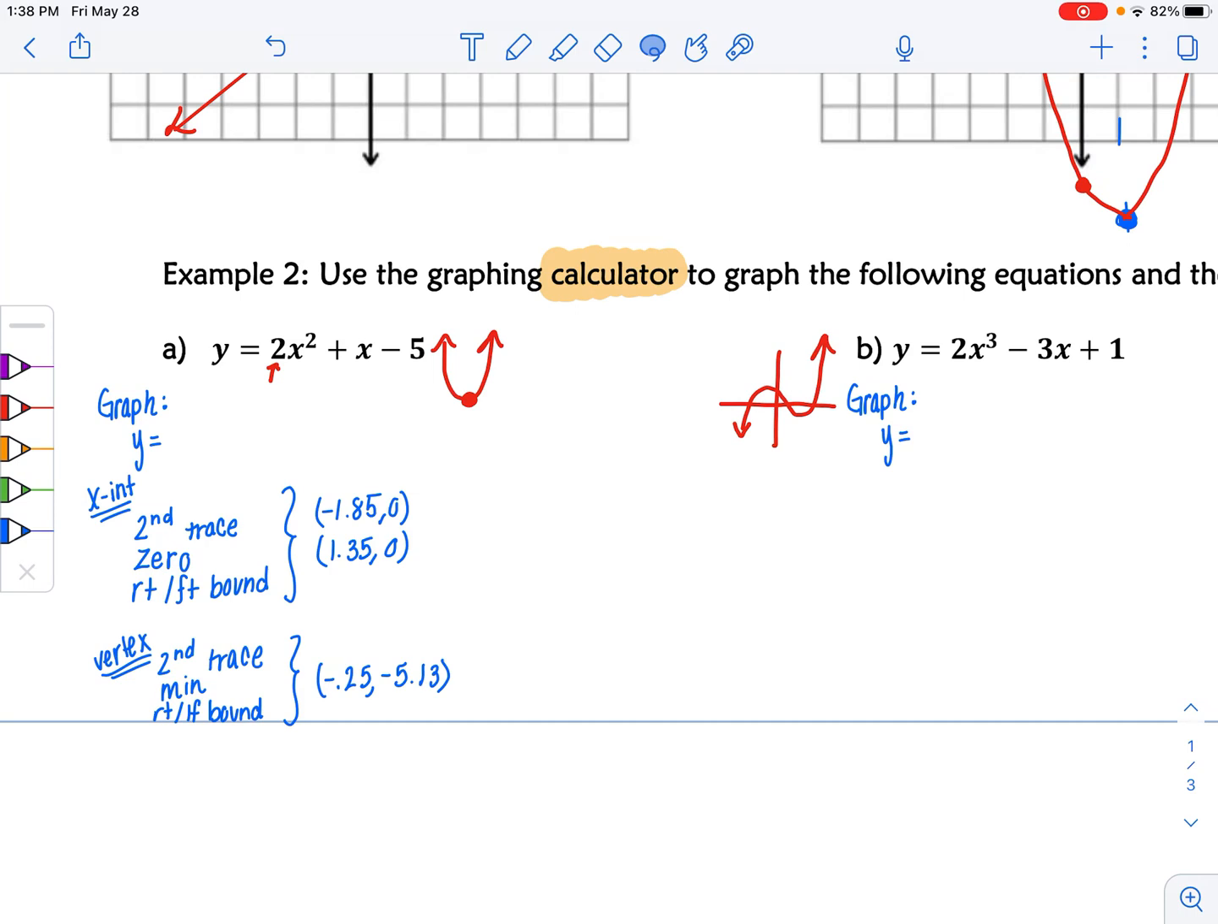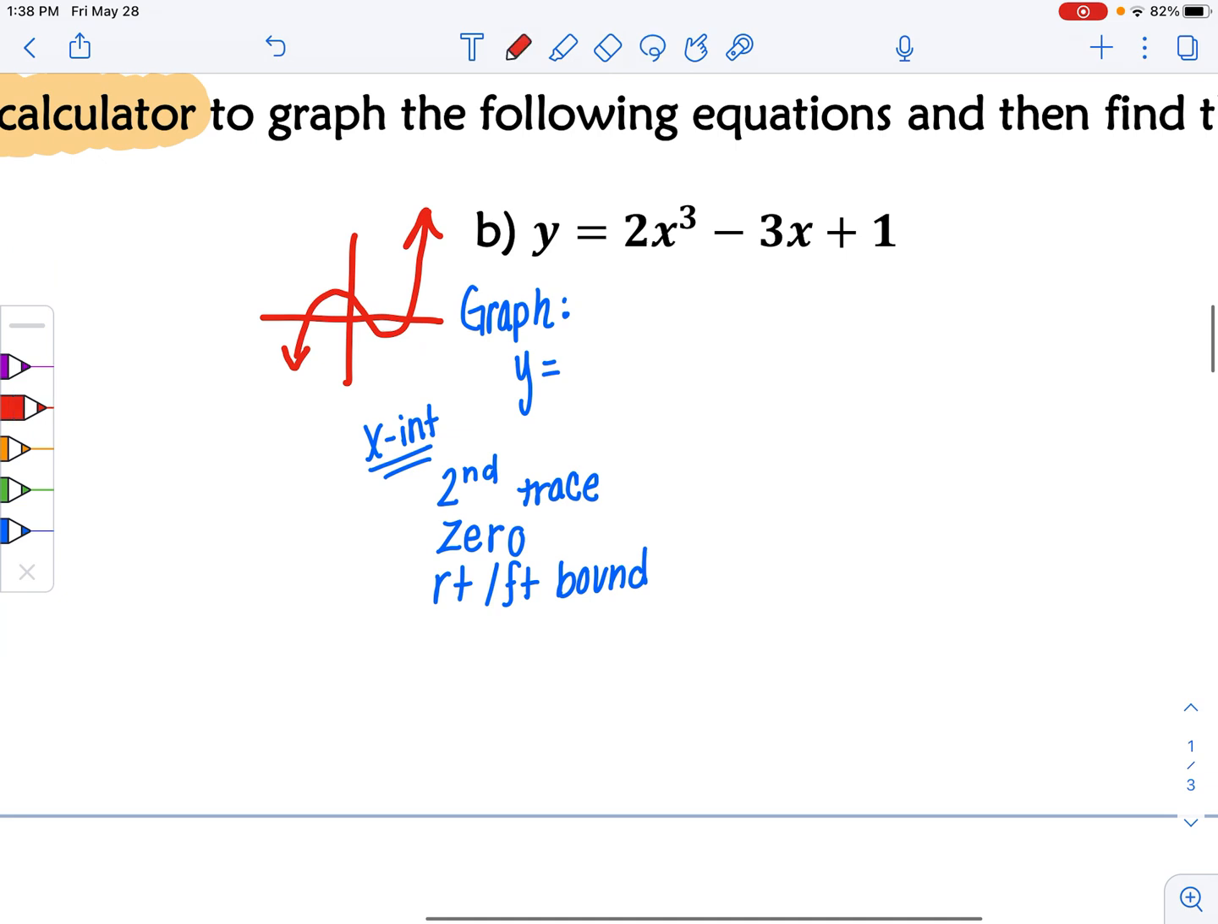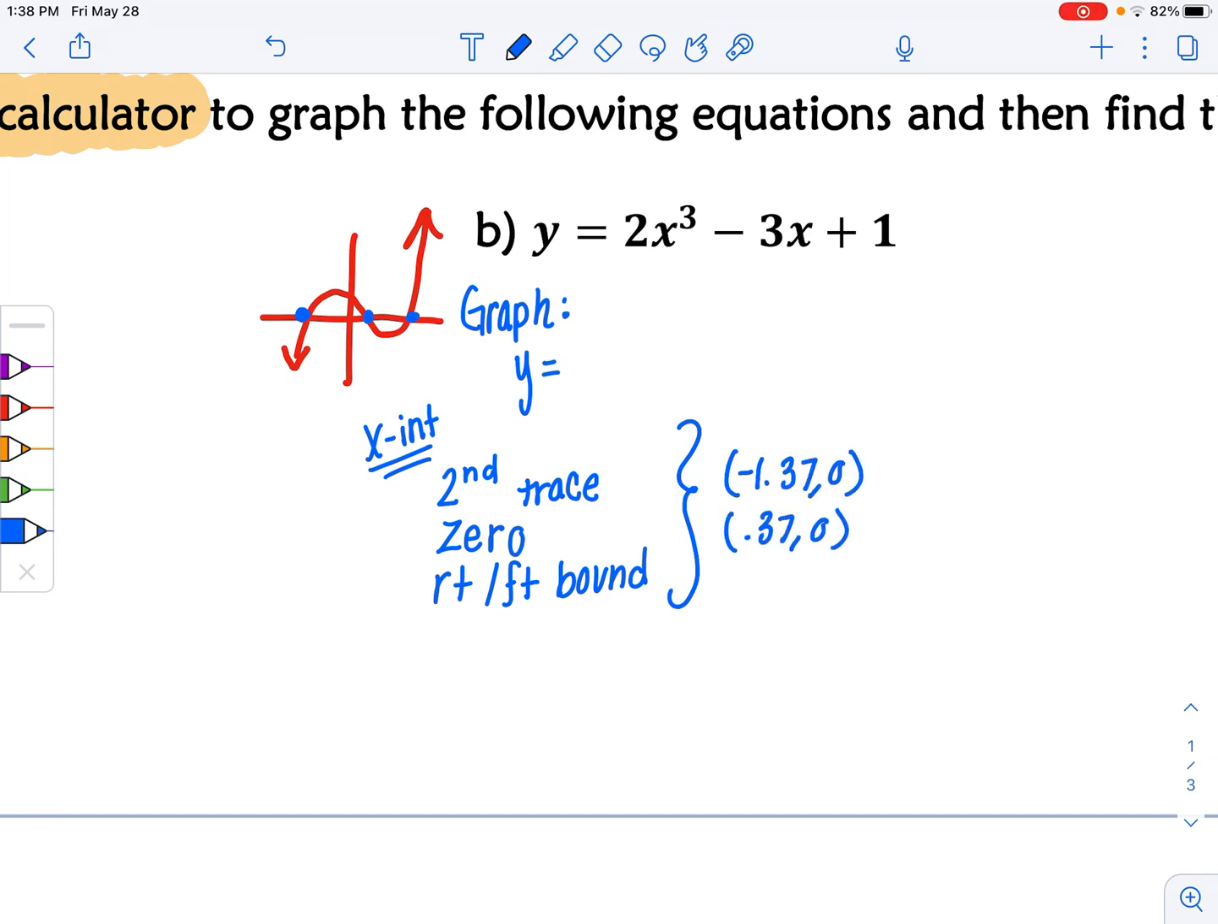Practice finding the x-intercept using the same buttons that we did over here. So again, I'll just copy it over. If you did it properly, your x-intercepts should be 3 of them because they're right here, here, and here. Those 3 points should be negative 1.37, comma 0, 0.37, comma 0, and actually 1, 0. A nice one at the end.